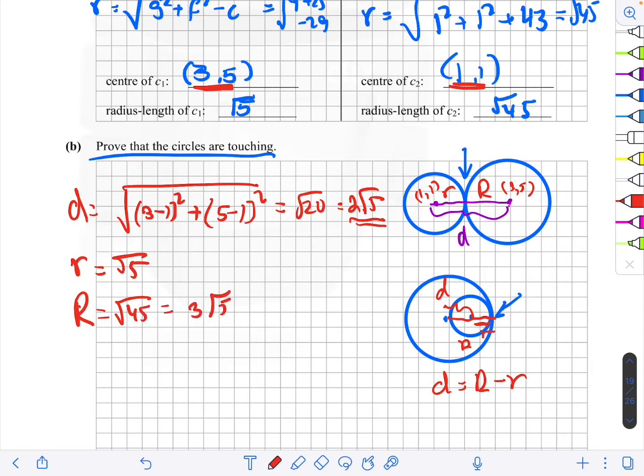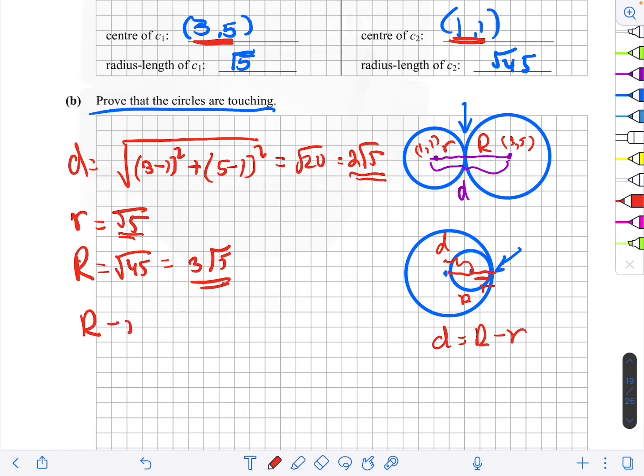So now when I look at my two radiuses, I'm just going to think, if I add them, do I get 2 square root of 5, or do I take them away? Of course, we can see it's taking away. So R minus r equals 3 square root of 5 take away square root of 5 equals 2 square root of 5. And that is actually the d.